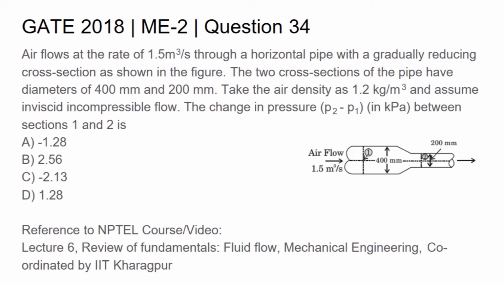The two cross-sections of the pipe have diameters 400 mm and 200 mm. Take the air density as 1.2 kg per meter cube and assume inviscid incompressible flow. The change in pressure P2 minus P1 in kilopascal between section 1 and 2 is: option A, minus 1.28; option B, 2.56; option C, minus 2.13; option D, 1.28.